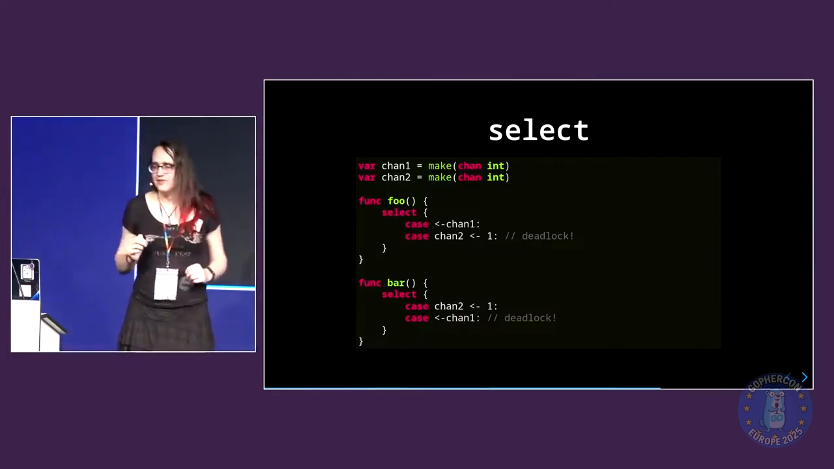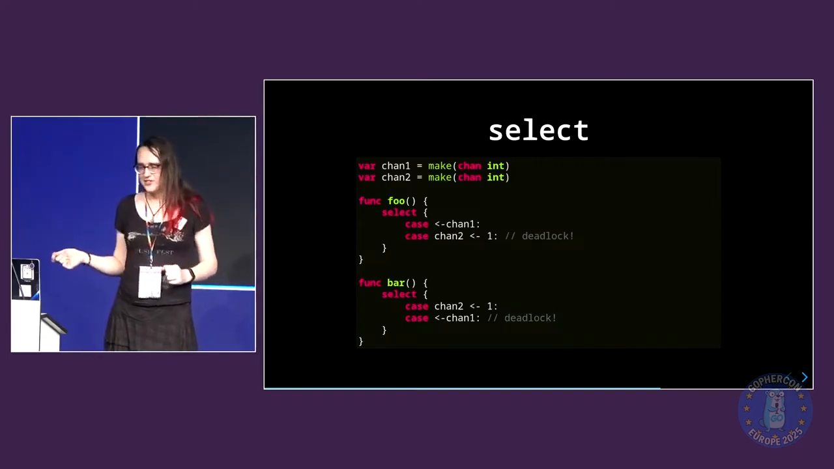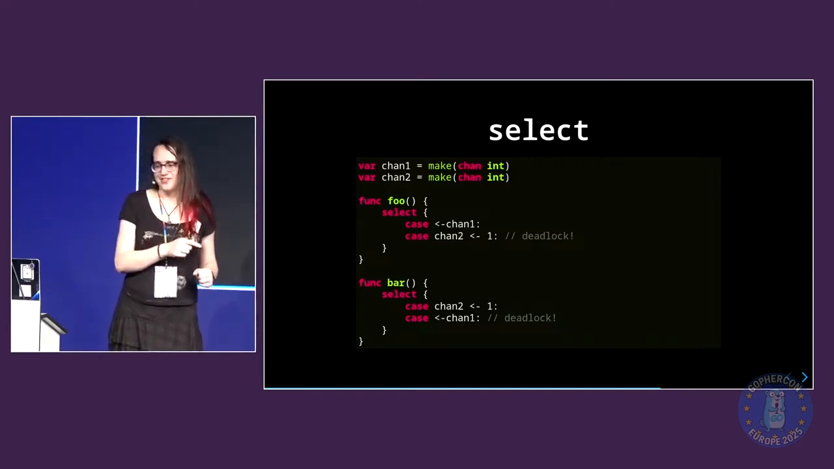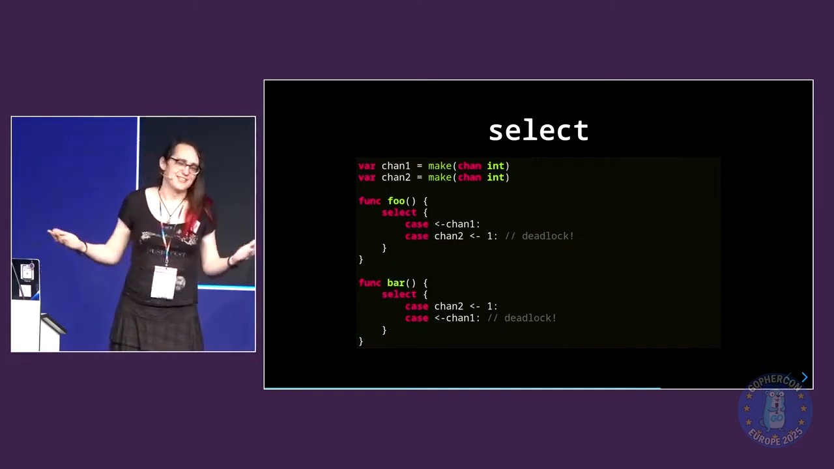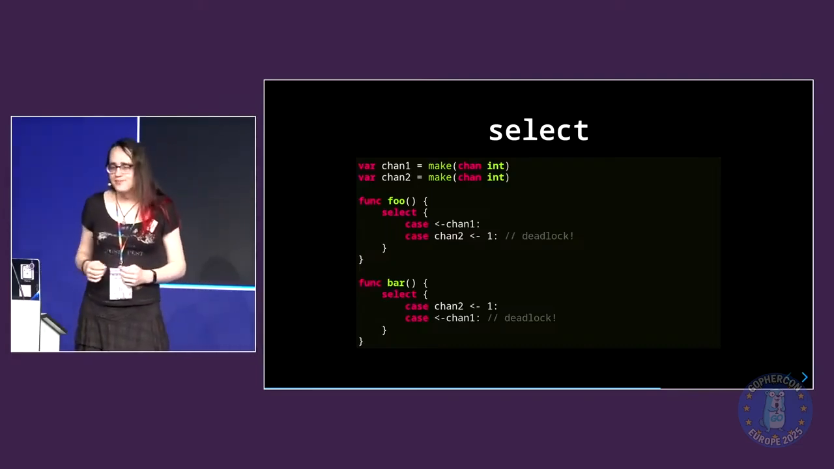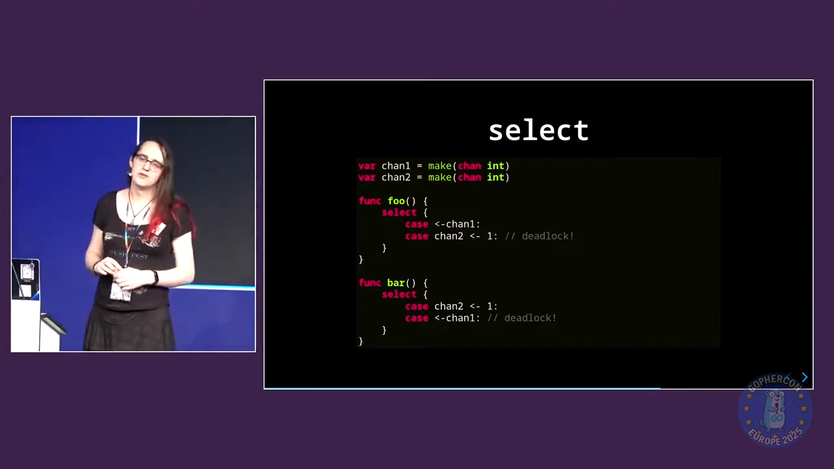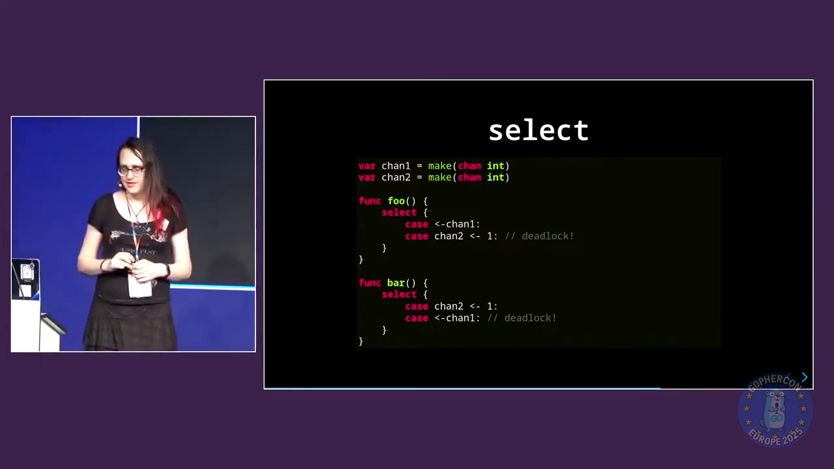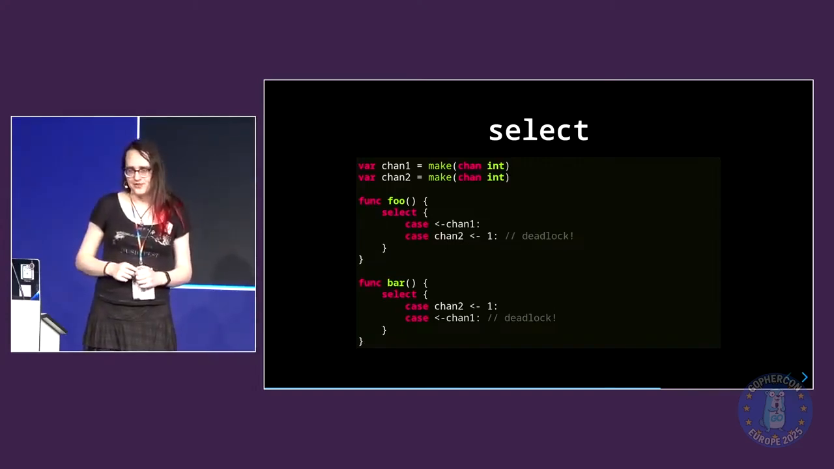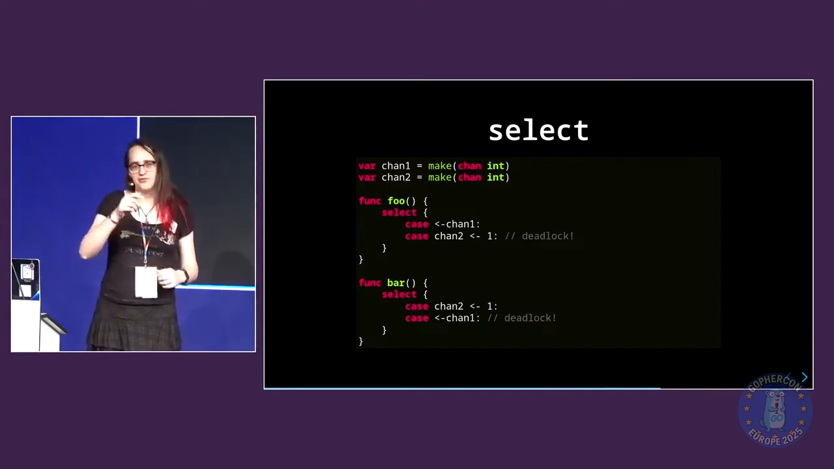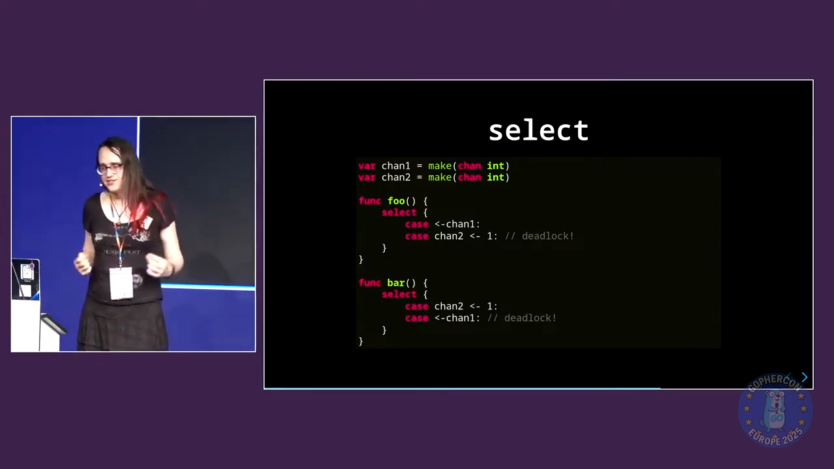But what if one goroutine locks channel 1 and the other one locks channel 2, and then the first one tries to lock channel 2, and the second goroutine tries to lock channel 1? Well, that's going to end up in a deadlock, and we don't want that. The main Go runtime solves this by basically sorting all of the goroutines in the select statement before locking them. And if they're sorted, they're always locked in the same order, which prevents the deadlock.